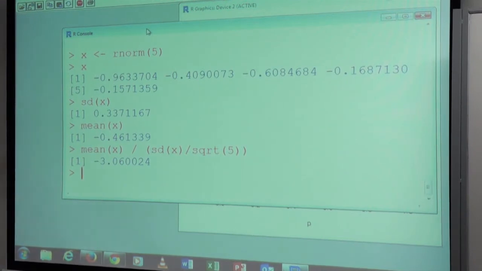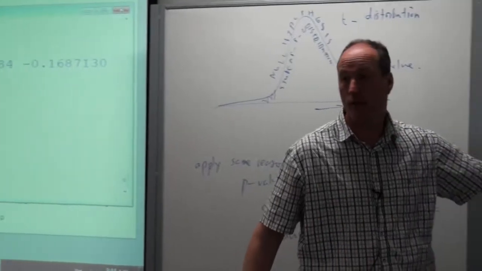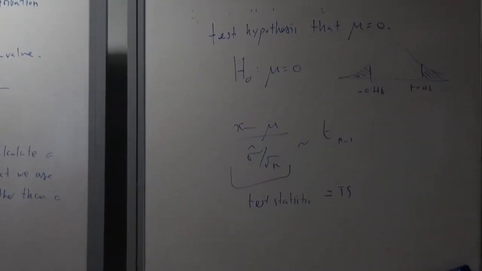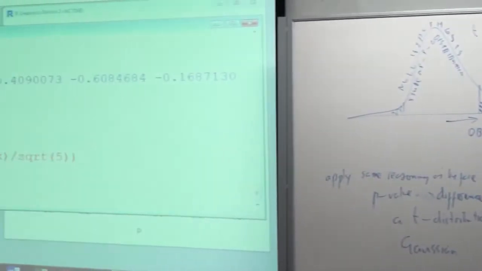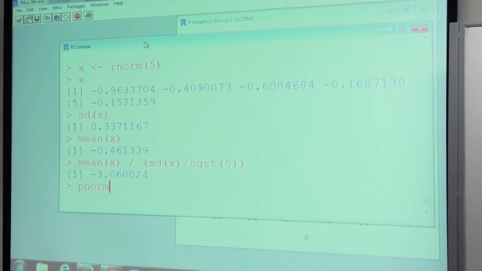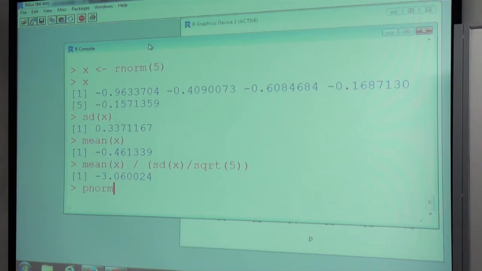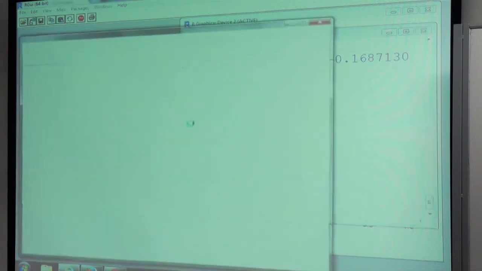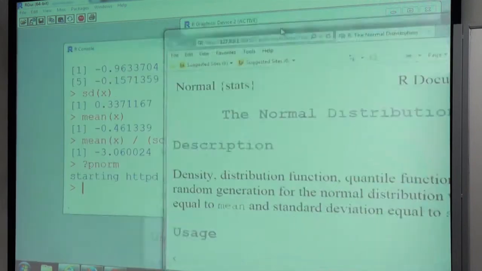It's minus 3.06. All I've done is calculate this thing here. You can see I've just directly typed it in. And now we need, instead of dnorm or pnorm, you guys okay? You getting it? You're okay? If you don't know, you ask. I don't mind. So we've got pnorm. You'll remember pnorm was the area to the left of the curve.